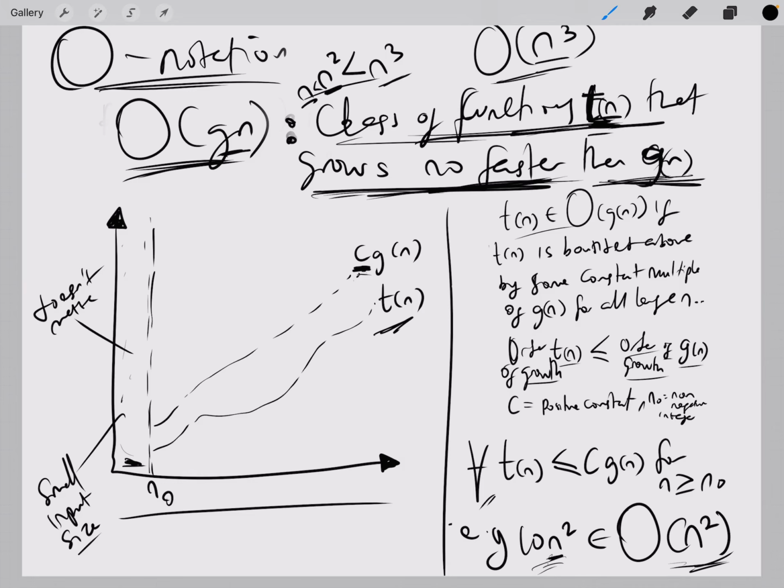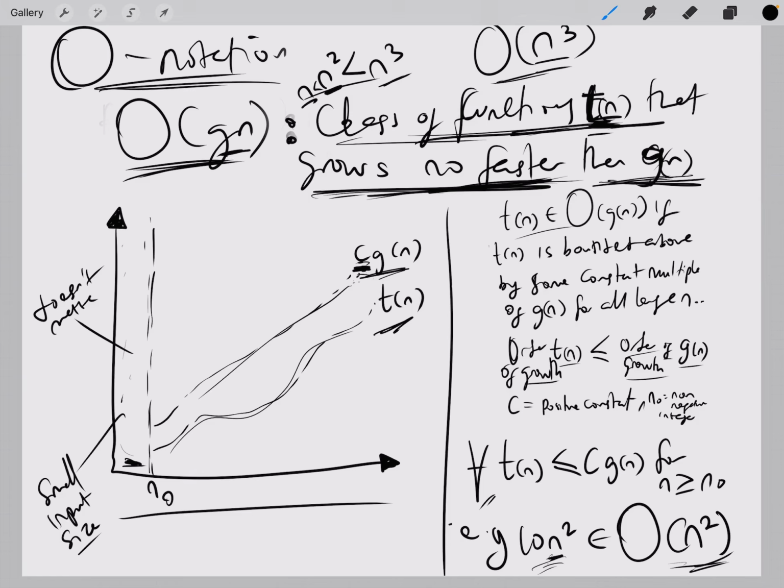Now, we realize that it is bounded above. We see that this guy is bigger than this guy. So the rate at which this guy is growing does not match with the C G of n, where C is a constant multiple. It can be any constant. We've not specified what the constant is, but it's just for you to know that these functions T of n do not grow faster than G of n. They can be equal to G of n in terms of growth, order of growth, but they cannot be faster than it. They can be lesser or equal to.